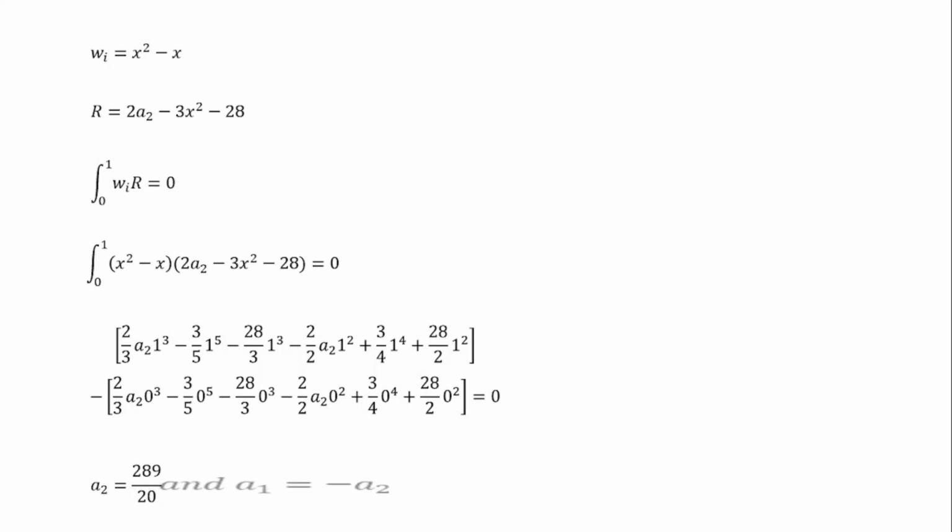Once that is done, we know that we said that a1 is equal to minus a2. So from this, we can easily get a1. a1 is minus 289 over 20. And once you've done this, the problem is solved. This is our trial function for the problem. We have a2 to be 289 over 20. We have a1 to be minus 289 over 20. We have a0 to be 0.